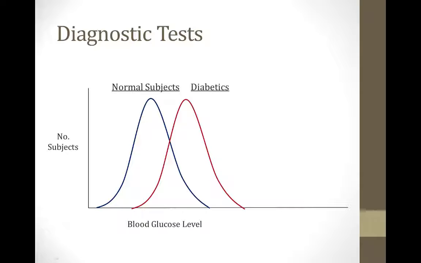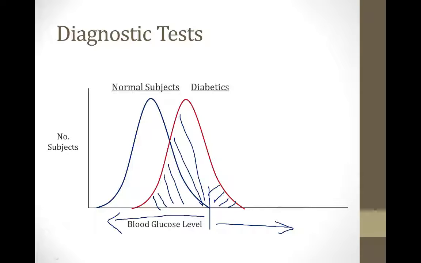For example, let's imagine that we put the cutoff right here. Well, everyone above the cutoff would have diabetes, so that would be good. All these diabetics would be picked up by the test, but not everyone below the cutoff would be normal. We'd have all these diabetics who are below the cutoff, and they would be classified as normal. So this test would have many problems.